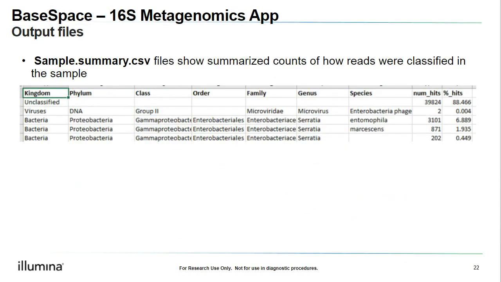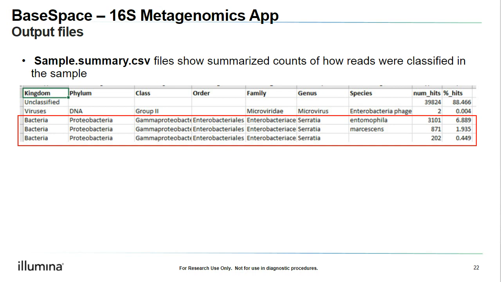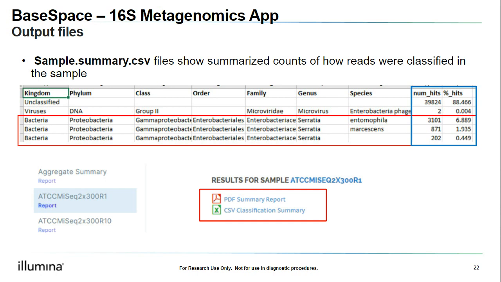First, the summary file. This file shows the summarized counts of how reads were classified in the sample. Each unique classification is a row, and the number of hits and the percentage of total hits are recorded for each row. This file is the same CSV classification summary that you can find under the sample report tab.